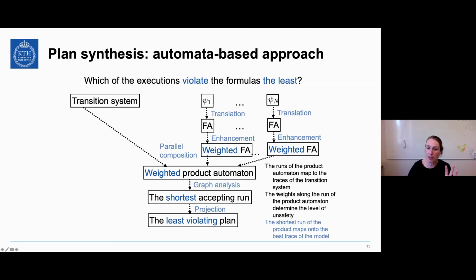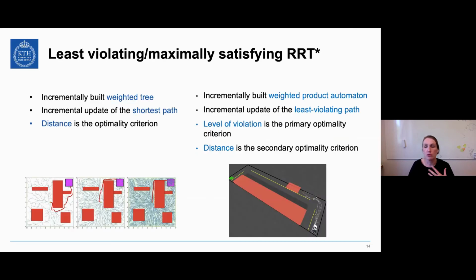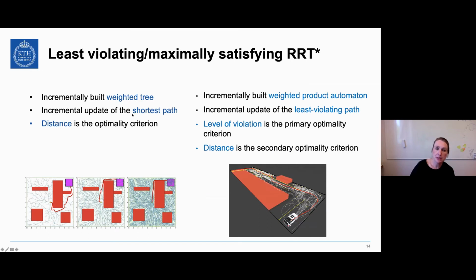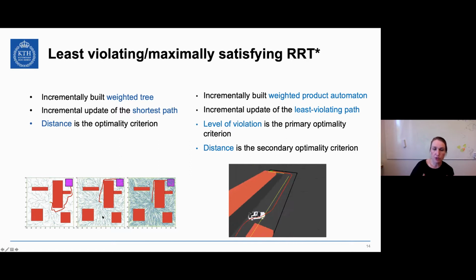And we have a sequence of lemmas saying that this actually works. So what it means in practice for autonomous driving is this. When I take a look at the classical RRT*, I'm incrementally building a weighted tree. I'm incrementally updating the shortest path, and distance is my optimality criterion. So on this left-hand side, what you see is how the tree grows, how it's being reconnected, and how it slowly converges to the optimal path.